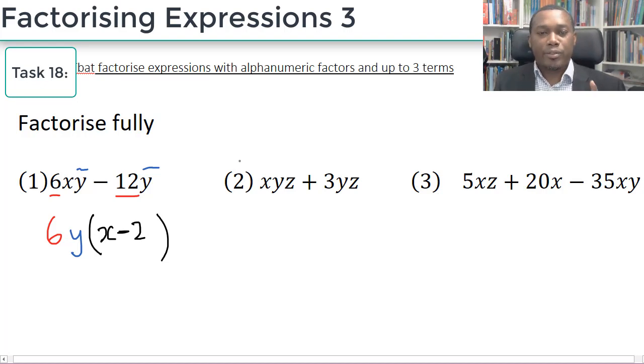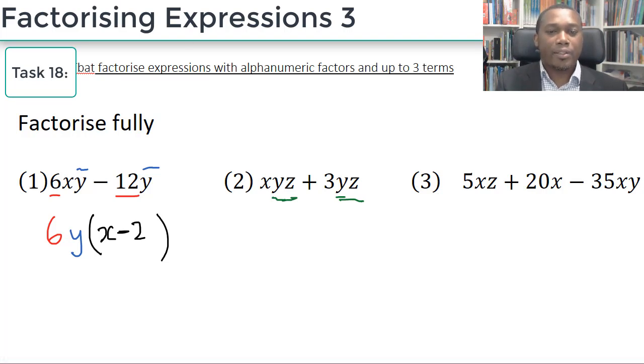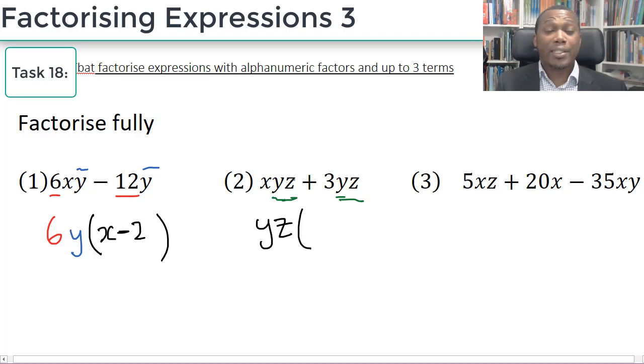For number 2, any numbers in common? There's no number in the first term, so no numbers in common. Well, we understand 1, but you know the drill with 1: 1 goes into everything, we don't use it. Letters, do they have an x in common? No, there's no x in common, but there is a y, and there is a z. They have y, z in common, so outside of my bracket is going to be yz. I wanted xyz, so yz needs to be multiplied by x. I want positive 3yz, so yz needs to be multiplied by positive 3.